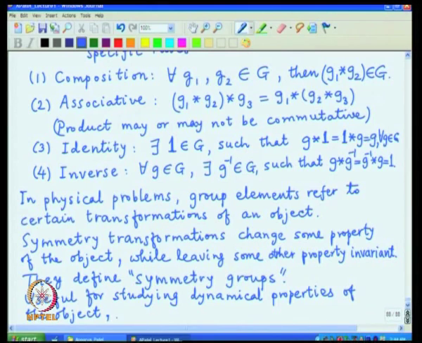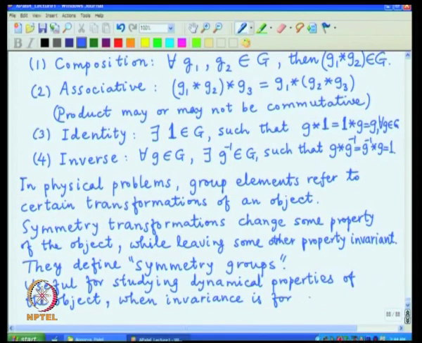Of the object, when the invariance is for the dynamical equations of motion, or equivalently for the Lagrangian or the Hamiltonian.